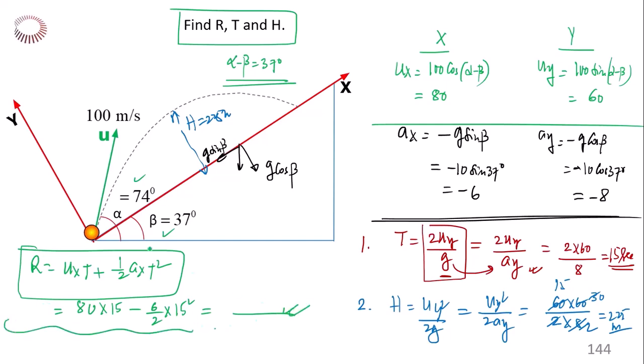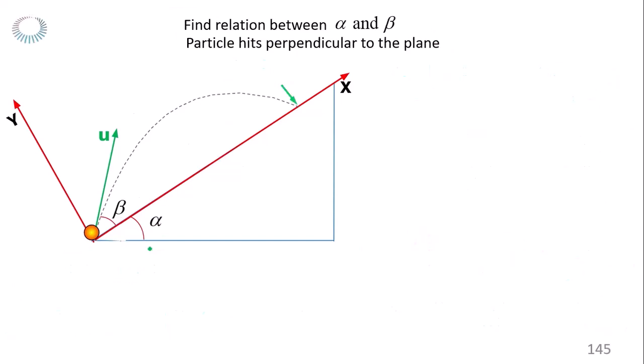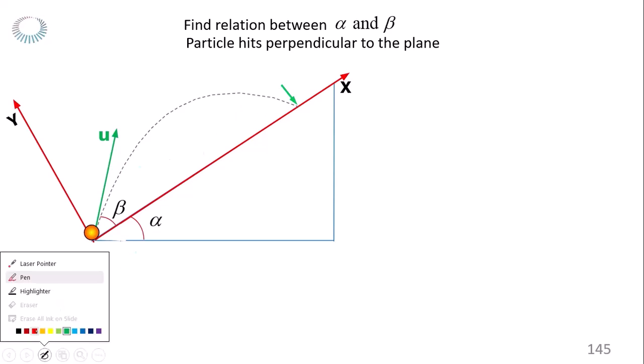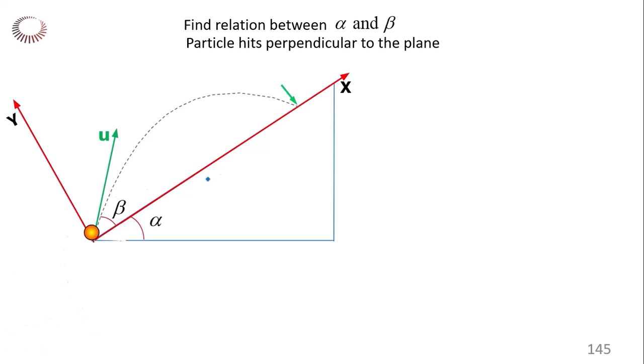So this is how we can calculate R, T and H for this type of situation where the particle is projected in an inclined manner. Every time you calculate the components of acceleration and velocity along x and y, taking y perpendicular to the plane and x parallel to the plane. What you understand in this situation is that along the x direction the particle is accelerating, and along the y direction the particle is also accelerating. That means there is a change in velocity in both x and y.